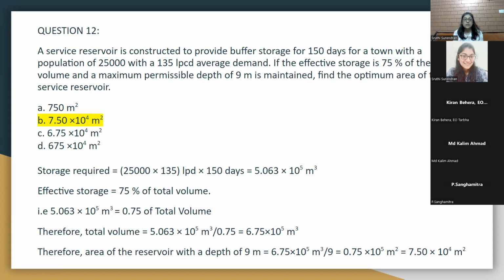So in order to calculate the storage, first we multiply the population with the average demand and multiply the whole thing again with the number of days. You will get a value in liters. Convert that liter value to meter cube.